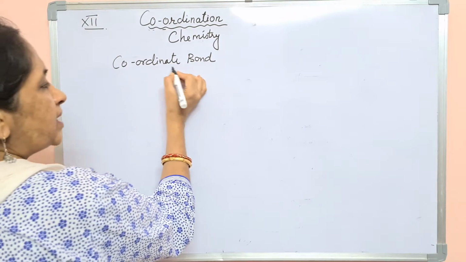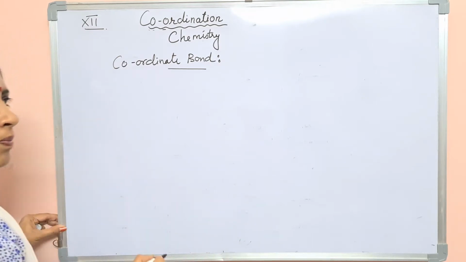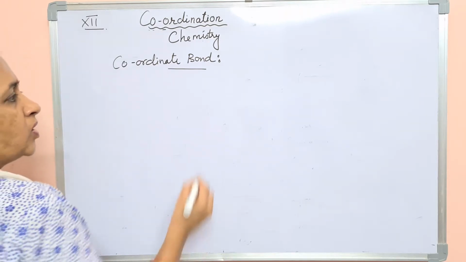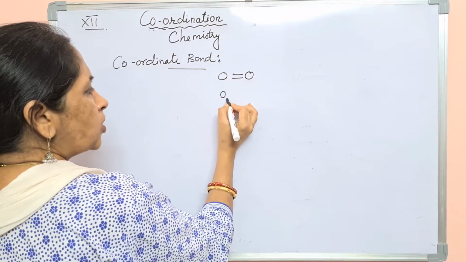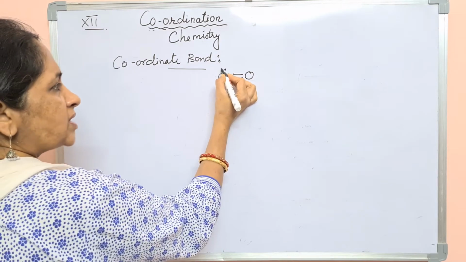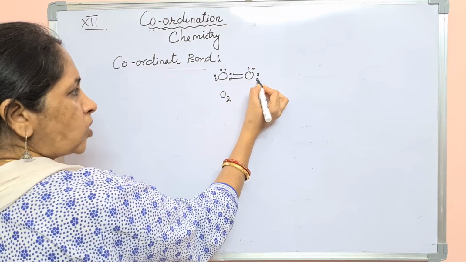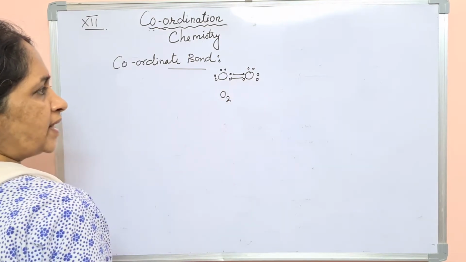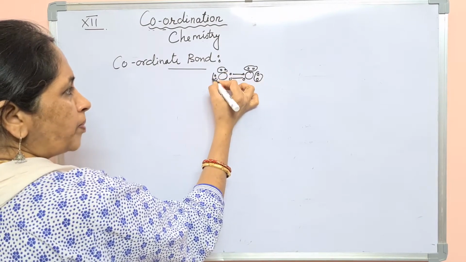The coordinate bond is the bond formed by the one-sided donation of a lone pair of electrons from one atom to another atom, है ना? A simple example is the oxygen molecule. ठीक है? In the oxygen outermost shell, 6 electrons are present. Oxygen needs 2 more electrons to complete the octet. So here the double bond formation takes place and these pairs of electrons are lone pairs of electrons.